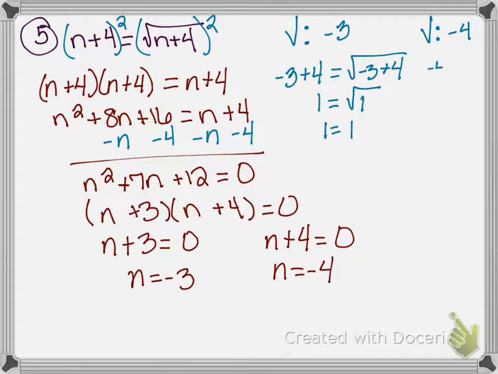Now I'm going to check negative 4. So I've got negative 4 plus 4 equals the square root of negative 4 plus 4. Can I take the square root of 0? Am I allowed to take the square root of 0? Yes, the square root of 0 is just 0. So they both work, and it's not often that they both work.